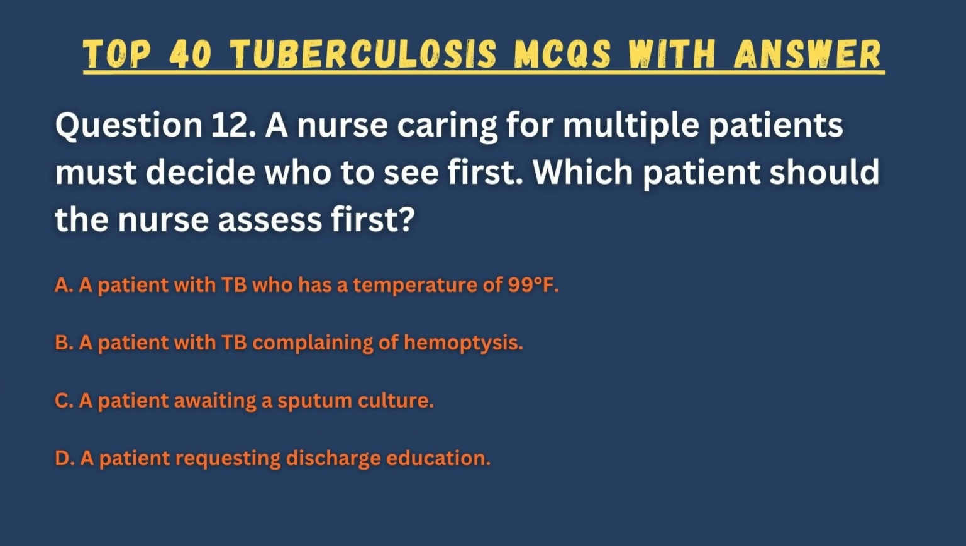Question 12. A nurse caring for multiple patients must decide who to see first. Which patient should the nurse assess first? A. A patient with TB who has a temperature of 99 degrees Fahrenheit. B. A patient with TB complaining of hemoptysis. C. A patient awaiting a sputum culture. D. A patient requesting discharge education.